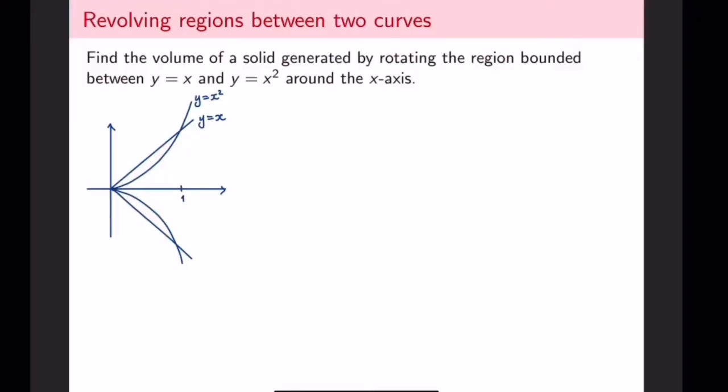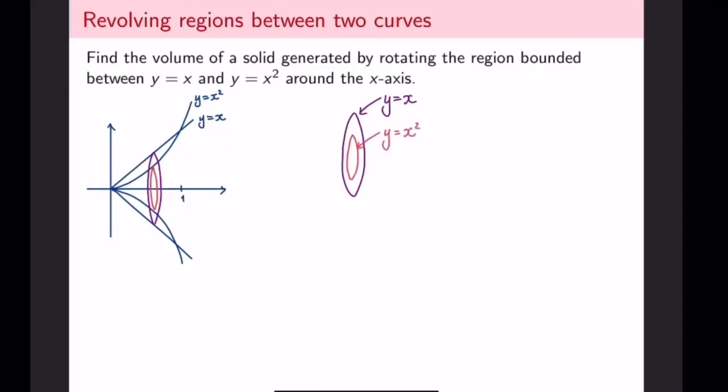Okay, so what I have here is if I'm rotating y equals x, I'm going to have a disk that looks like this. On the other hand, when rotating y equals x squared, I'm going to have a disk that looks something like that. Now, just because I have a lot of things going on my graph, I'm going to draw in those disks separately. So this one is generated by y equals x, and my inner disk is going to be generated by y equals x squared.